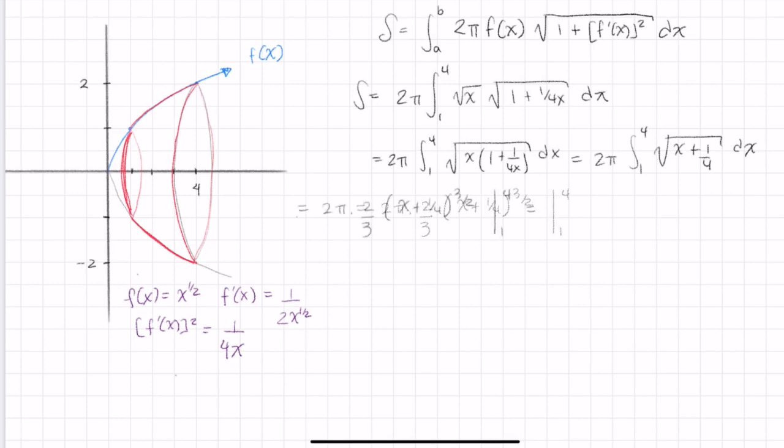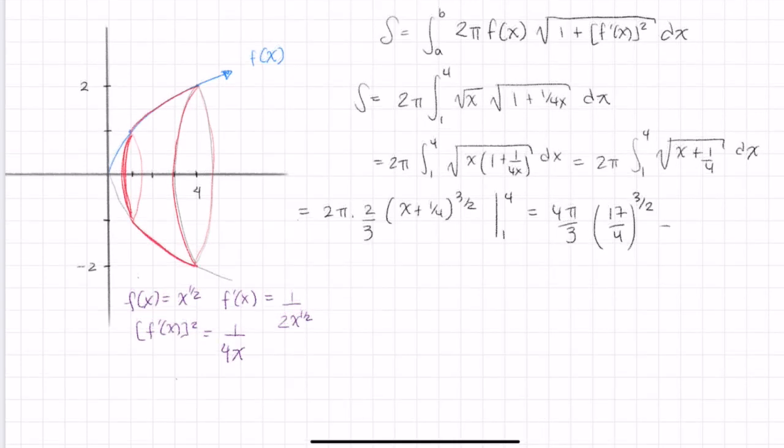Evaluating, we have 4 pi over 3 times, now we're first evaluating at 4. 4 can be rewritten as 16 over 4. And I'm writing it as a fraction because we're going to have this value plus 1/4. And that's going to give me a 17 over 4 right here. And of course, we need to write this to the 3/2 power. Now from this, we're going to subtract. And now we're going to evaluate our lower bound. So this is 1 plus 1/4. So 4 over 4 plus 1 over 4, which is 5 over 4 to the 3/2 power. And both of these are multiplied by 4 pi over 3, so I need to ensure I have these outer brackets.